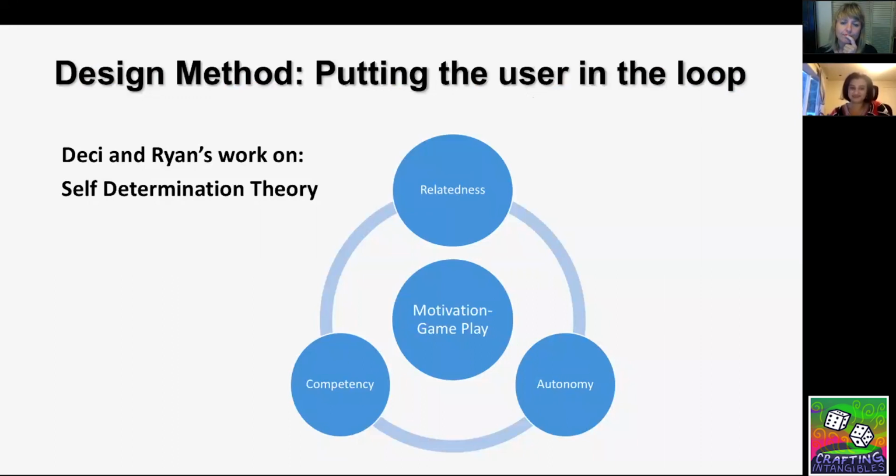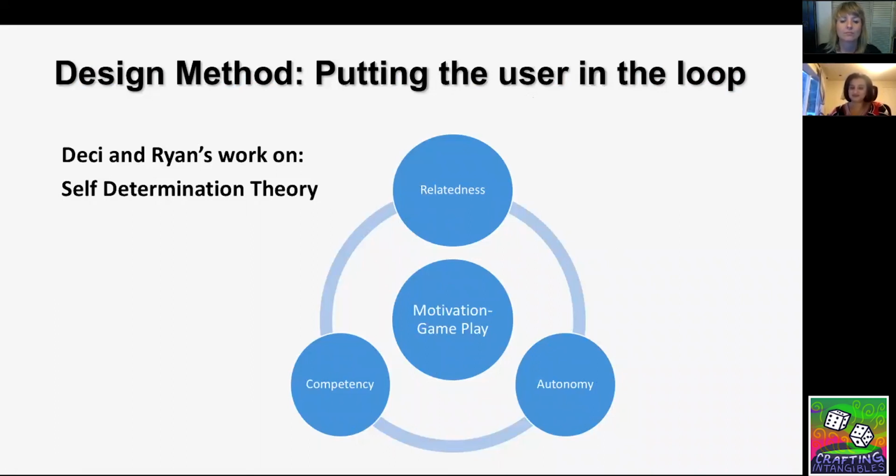It's developed by Deci and Ryan. The idea there is that there are 3 different constructs that control somebody's motivation. Competency, which is basically competence, how well you're doing against either yourself or other people. Relatedness, which is how much you relate to the situation or to the person. Autonomy is how much control you think you have of the situation.